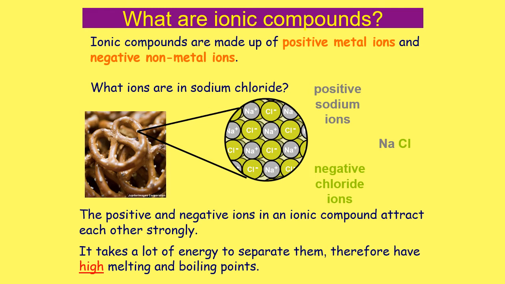And they form a lattice, which means a regular pattern. Now, just like covalent lattices, because there are lots and lots of bonds and lots of attractions, it needs a lot of energy to break apart an ionic compound, which means that ionic compounds have high melting and boiling points.